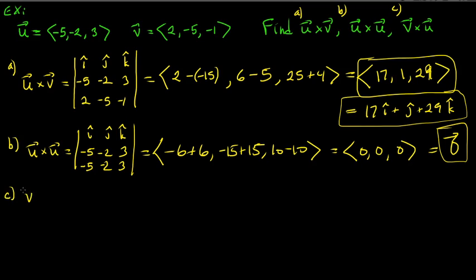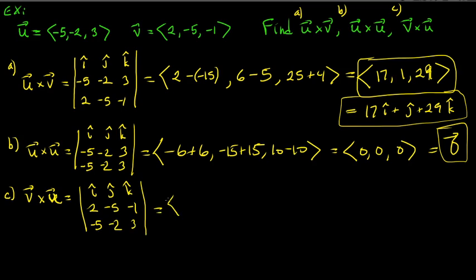All right, last example, part C, we want v cross u. Sorry, it should be a u. All we're going to do is interchange the second and third row. So the second row will now be 2, -5, -1, and the third row will be -5, -2, and 3. And you do the same thing, right? We get -15 minus 2. We get 5 minus 6. And then we get -4 minus 25. So now we get -17, -1, -29.